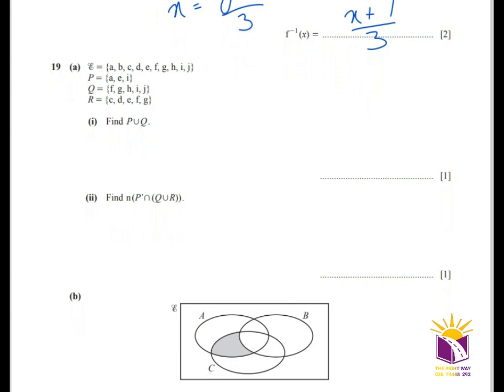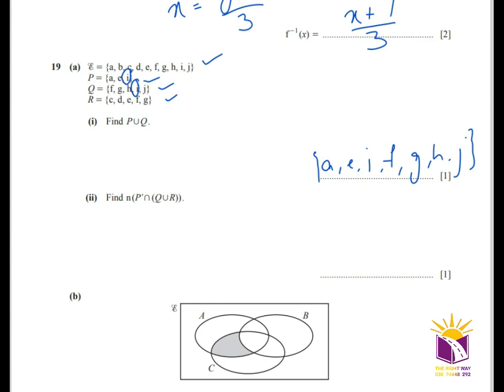Question number 19. You are given universal set, P, Q and R. You have to find P union Q. Union means all. And for P union Q, you will get A, E, I, F, G, H. We have written I from P, so it is not going to be written again. So the last one is J. So P union Q is A, E, I, F, G, H, J.